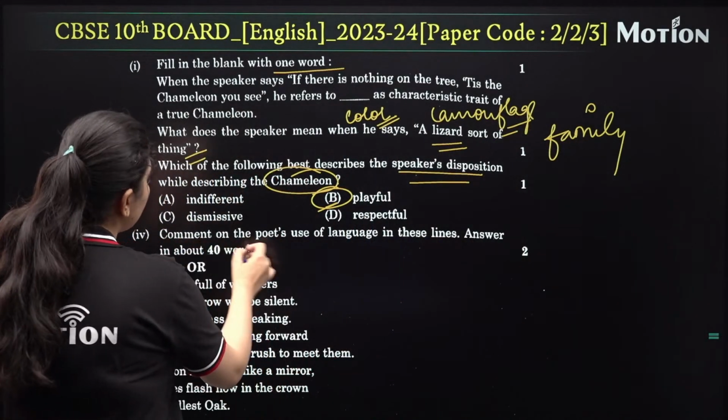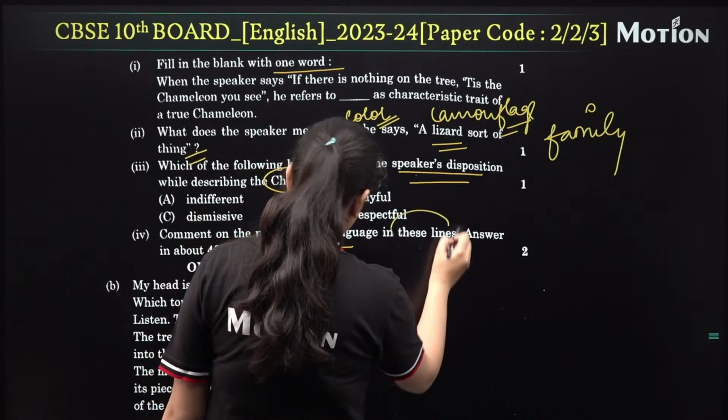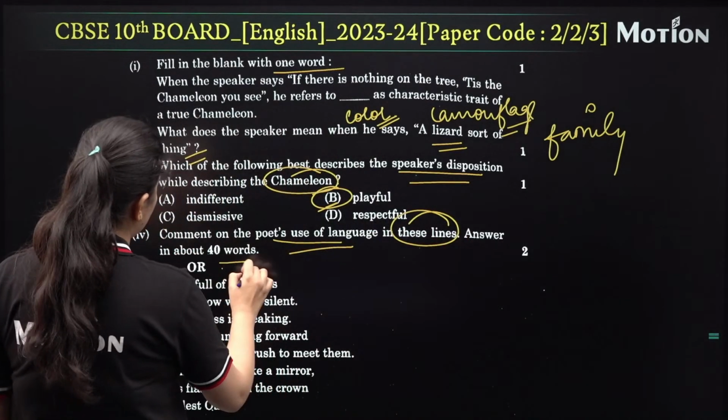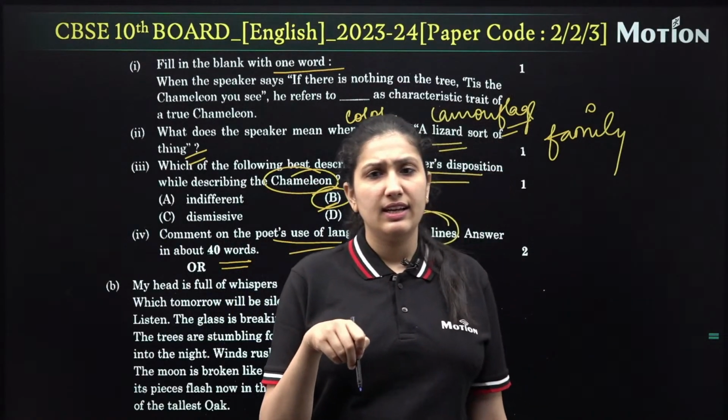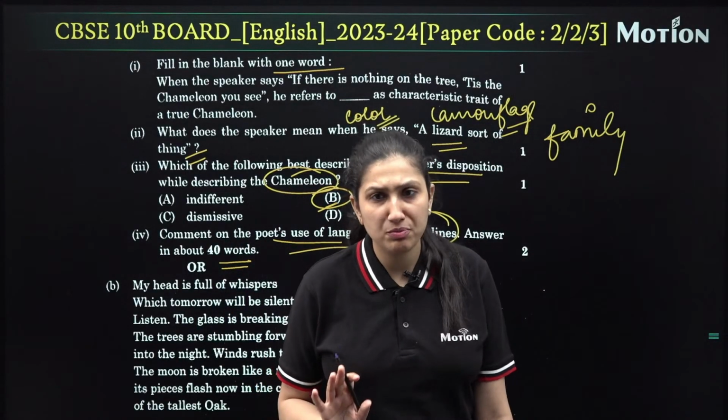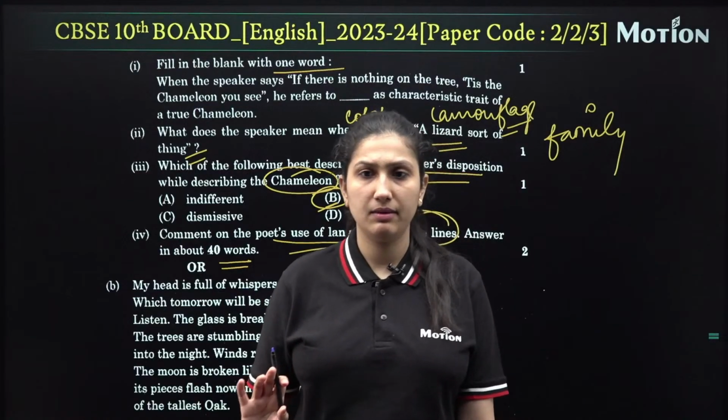Next, comment on the poet's use of language in these lines. Answer in about 40 words. The poet ने यहाँ पर जो language use करी है, first of all it is a funny, humorous poem, poetic license है poet के पास.